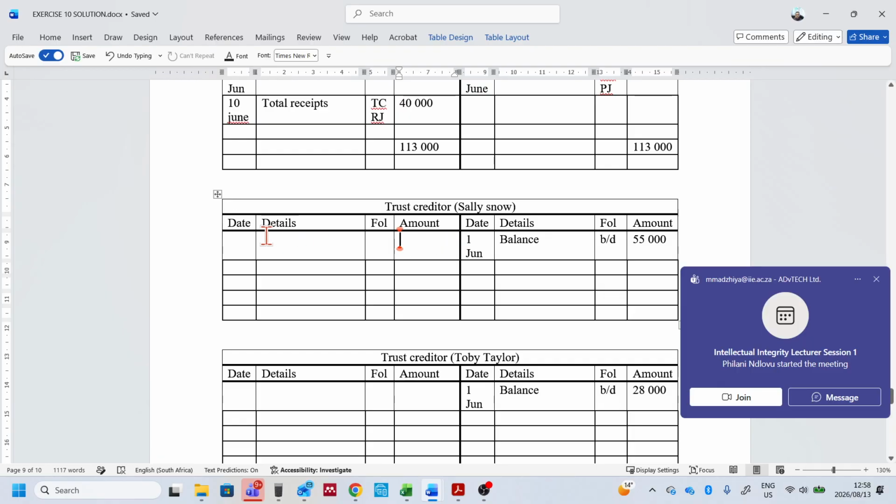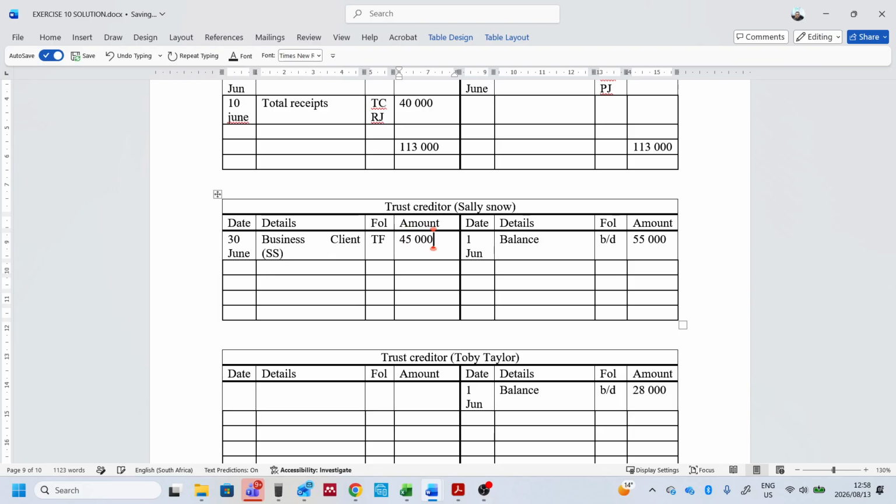So since business client was credited, this side, what will you record? We indicate that on the 30th of June, money was transferred from his account to his business client account, which is for the same person, Salisno. This was recorded in which journal? Transfer journal. The total amount we transferred that he was owing us was how much? 45,000.